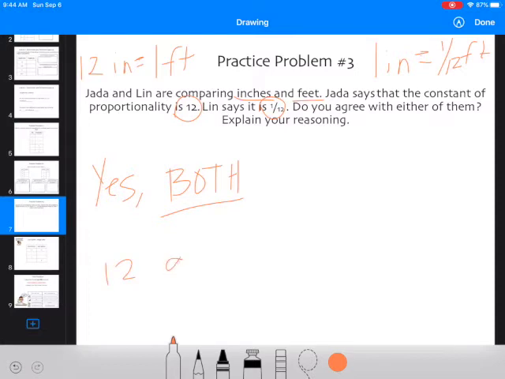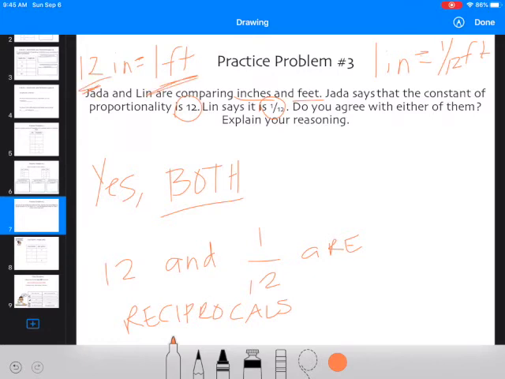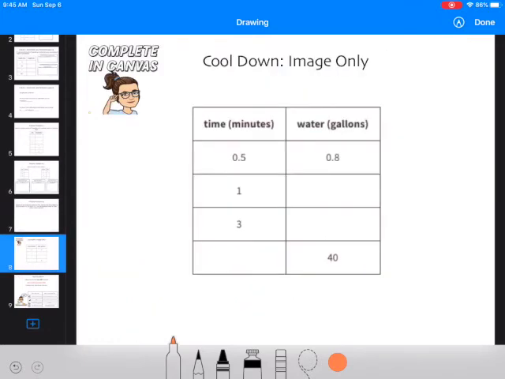12 and 1/12 are reciprocals, which means they're looking at the relationship in the same way. They're looking at the inches and the feet in the same way. So 1 inch is equal to 1/12 of a foot, which is the same as 12 inches is equal to 1 whole foot.